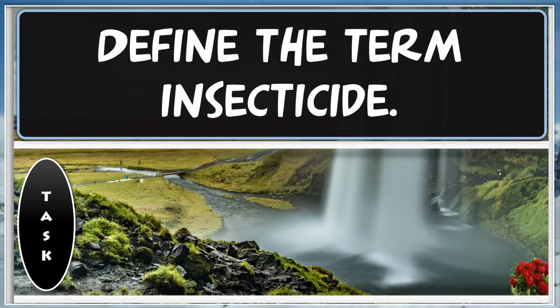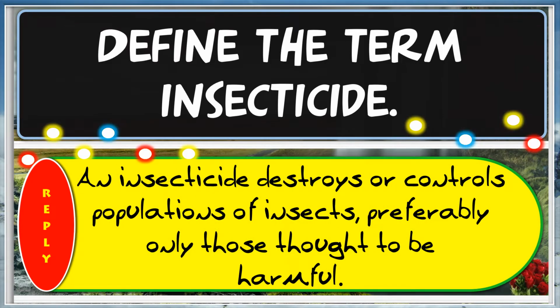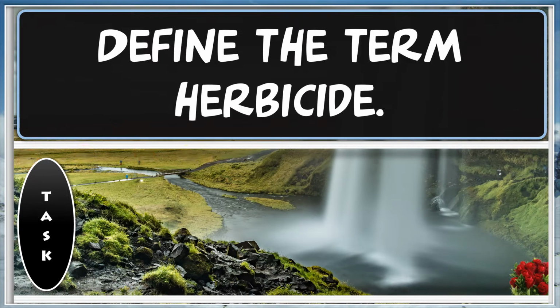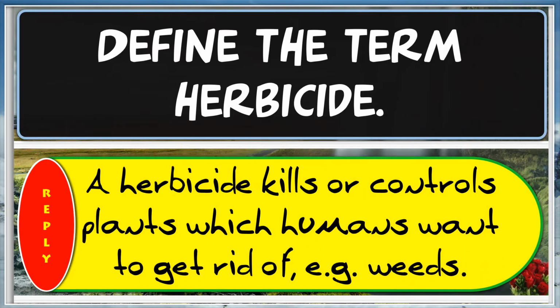Define the term insecticide. An insecticide destroys or controls populations of insects, preferably only those thought to be harmful. Define the term herbicide. A herbicide kills or controls plants which humans want to get rid of, for example, weeds.